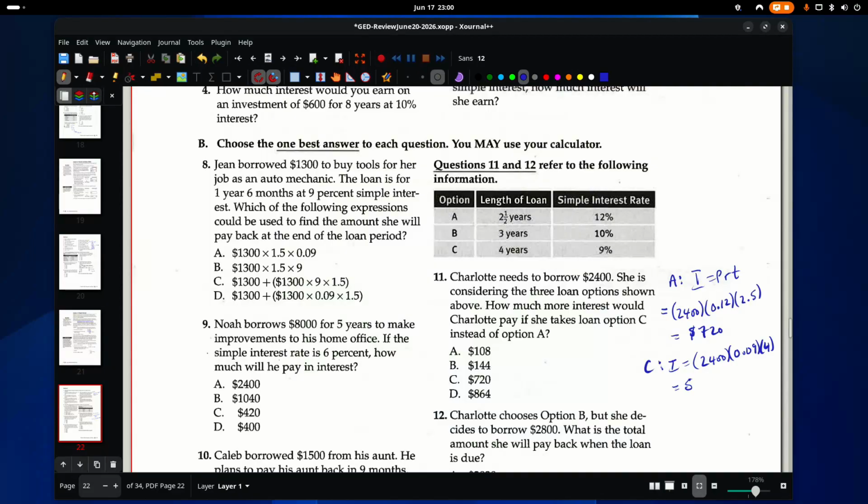So $864. So if I subtract, $864 minus $720. So that's going to be $144, it looks like, right there.